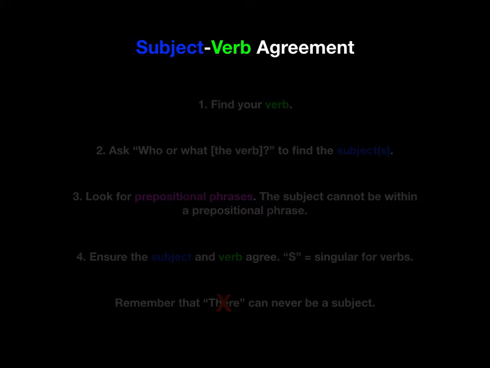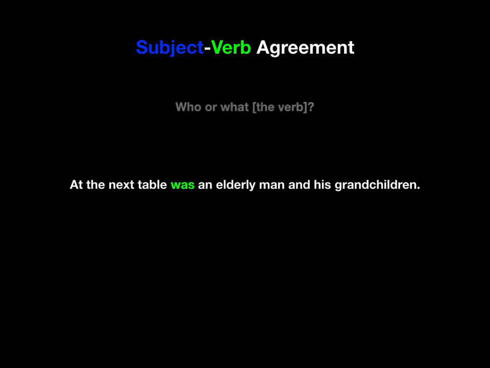So let's quickly examine a sample sentence for subject-verb agreement. At the next table was an elderly man and his grandchildren. So our first step is to find our verb. The verb in this sentence is was. Next, we must ask ourselves who or what the verb. So who or what was? The answer to this question will give us the subject of our sentence.